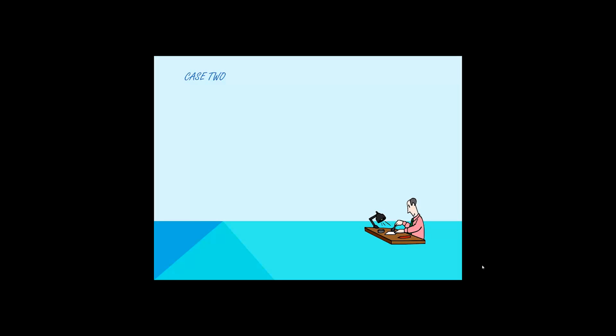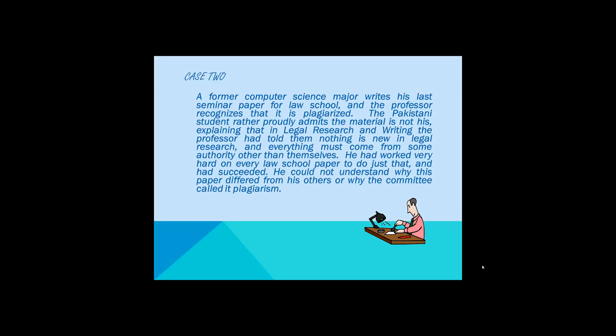Case 2. Consider the following scenario. A former computer science major writes his last seminar paper for law school, and the professor recognizes that it is plagiarized. The Pakistani student rather proudly admits the material is not his, explaining that in legal research and writing, the professor told them nothing is new in legal research, and everything must come from some authority other than themselves. He'd worked very hard on every law school paper to do just that, and had succeeded. He could not understand why this paper differed from his others, or why the committee called it plagiarism.